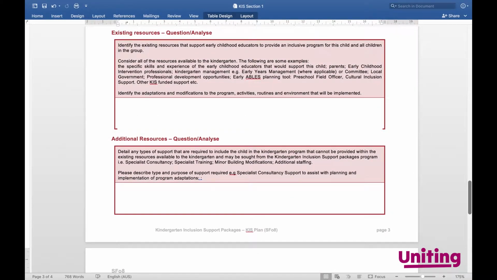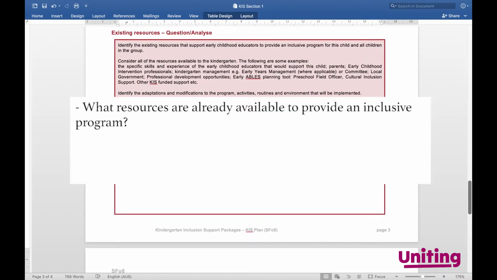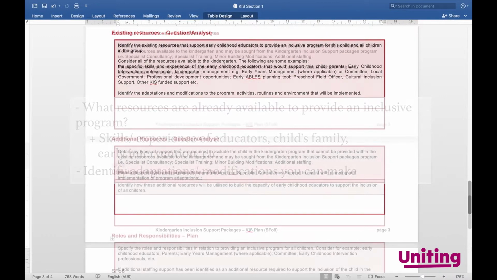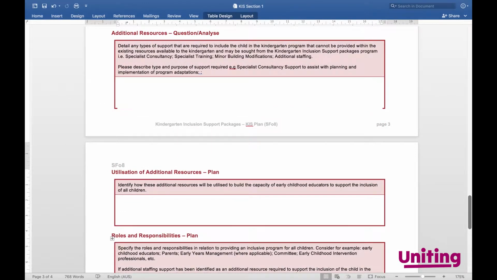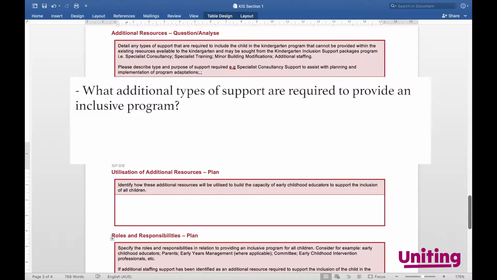Existing resources. Identify the resources that are already available to the kindergarten that support the educators to provide an inclusive program. These could include the skills and experience of the educators, the family of the child to be supported, early intervention specialists, etc. Also here, you can identify any adaptations and modifications you can make to the program routines and the environment. Additional resources. Here you need to identify the types of support that are required to include the child in the program that cannot be provided within the existing resources.